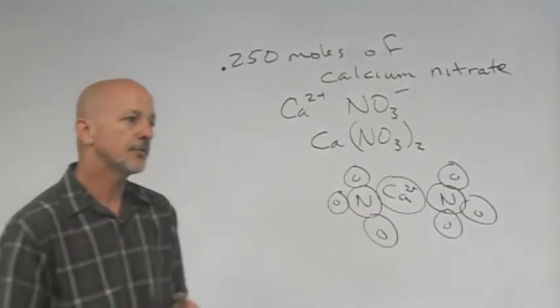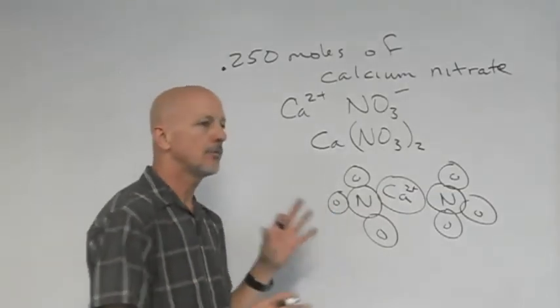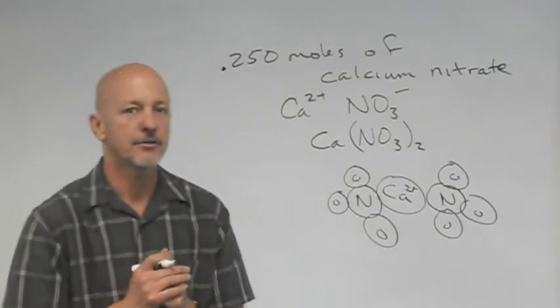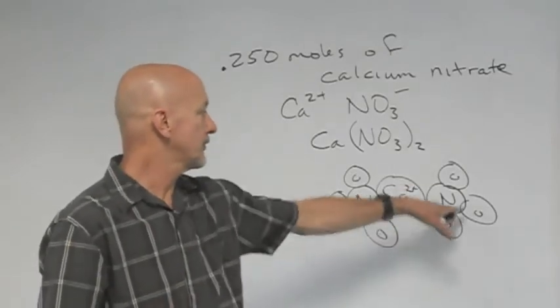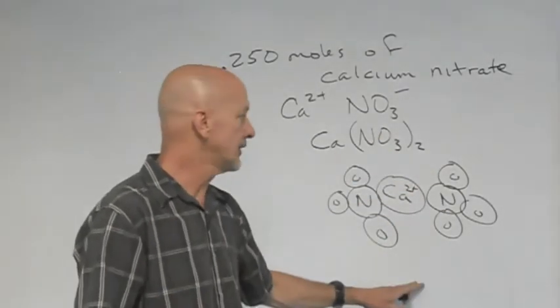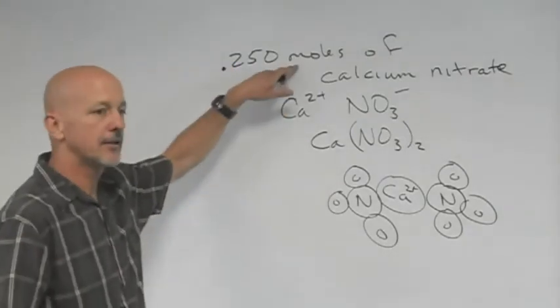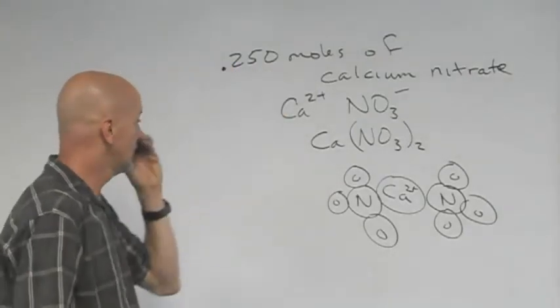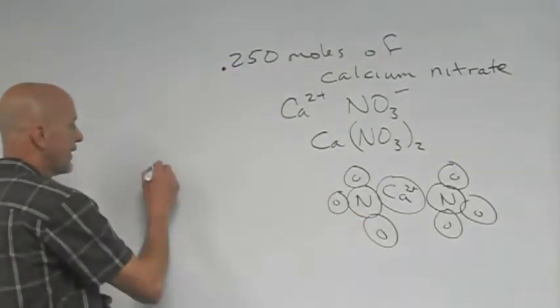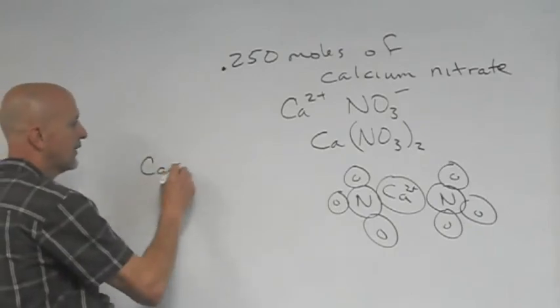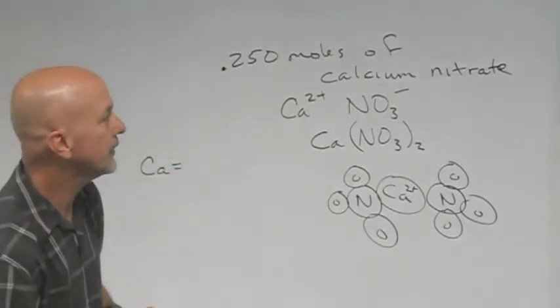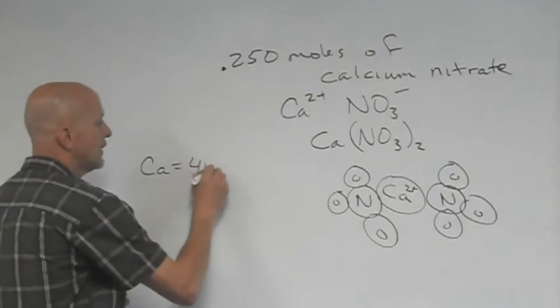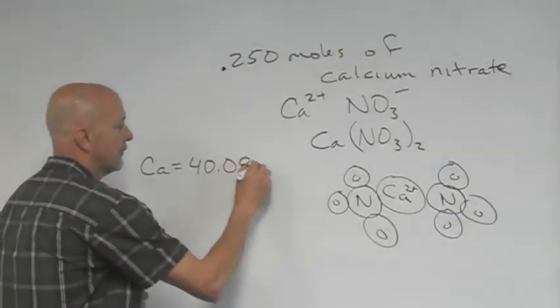So what I have to do is find the mass of 1 mole of this calcium nitrate. I've got to find the molar mass of each of those atoms, add it all together, and find the molar mass. Then I can use that to find the quantity. Well, let's see. In this formula, I have 1 calcium. The periodic table says that is 40.08 grams per mole.